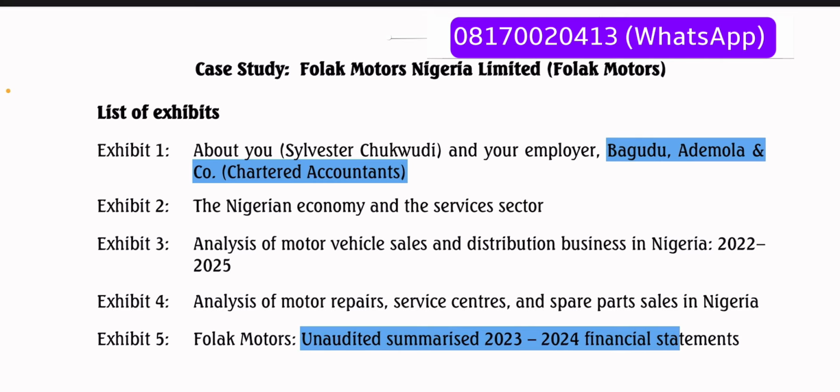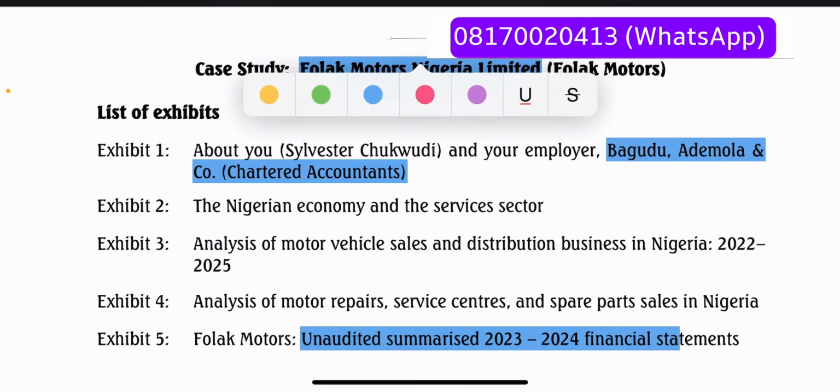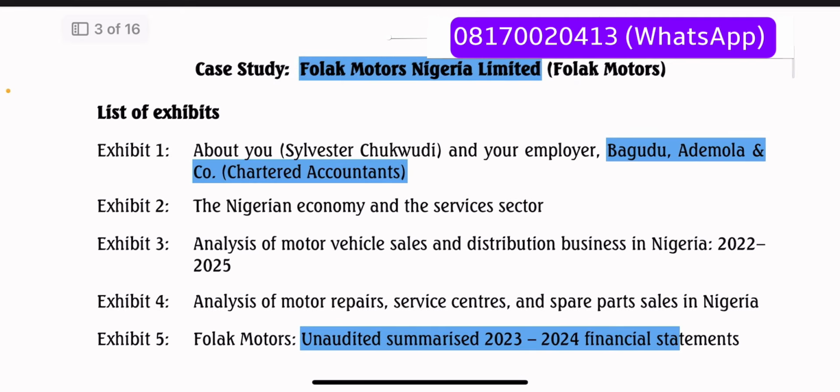Let's just calm down. All right, so from here now, what kind of report are we preparing? Should we let the cat out of the bag? Well, let's just say it. You are working for Bagudu, and you are seeing that you have information for Folak. In fact, they even said the case study is on Folak. But yeah, you are working for Bagudu. That should tell you that that's an external report, because the case study is not centered around your employer. It's centered around another company. So that shows you that it's an external report.